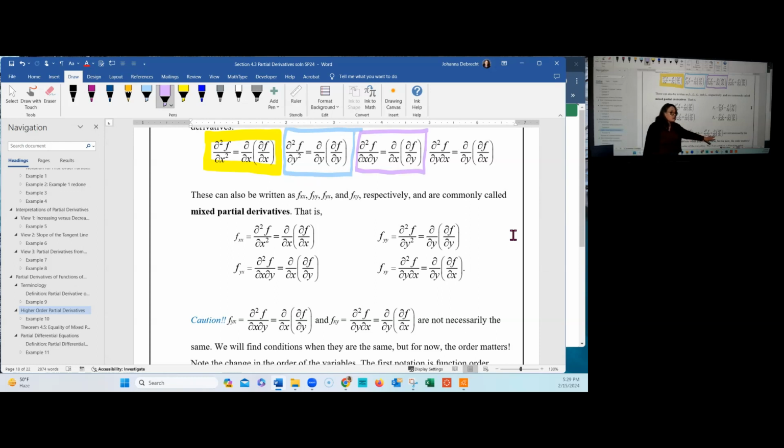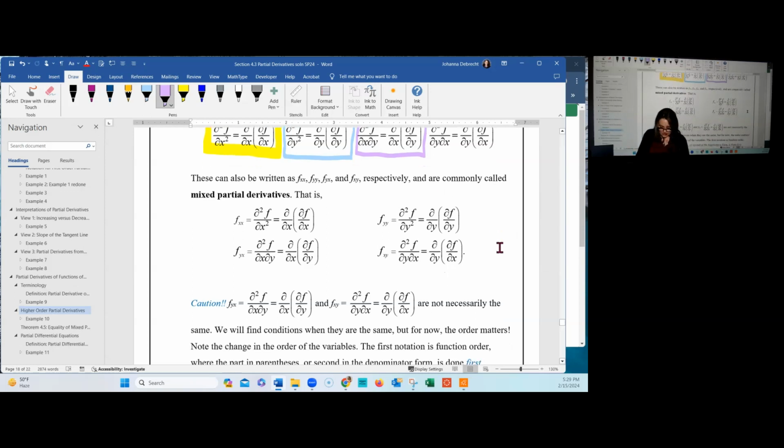Remember that the partials with respect to x and then y, or with respect to y and then x, are not necessarily the same thing. Order does matter.